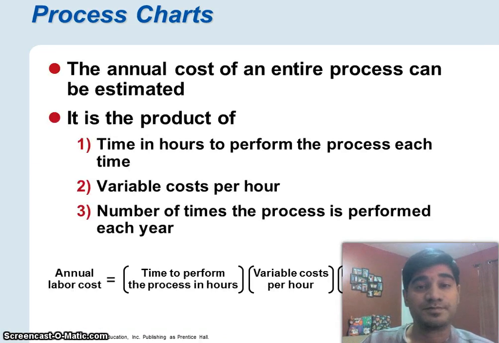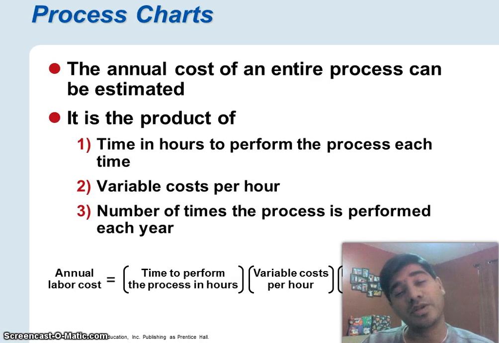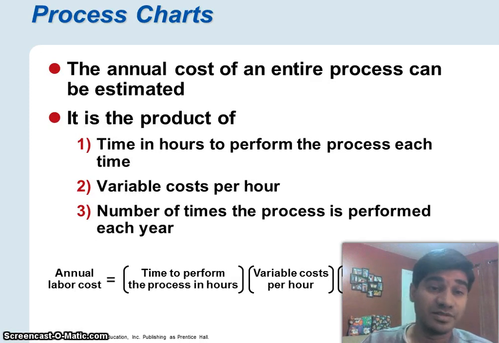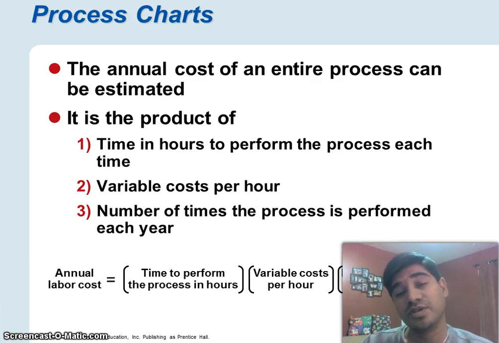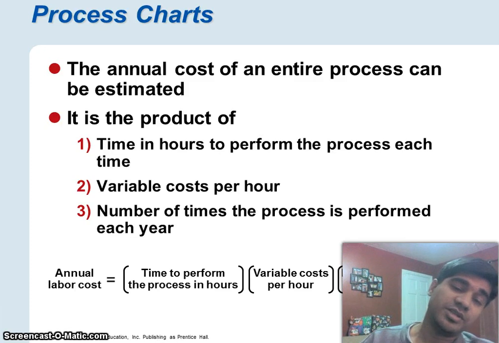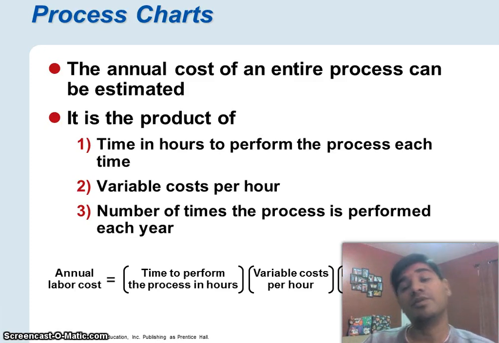All right, moving on. With process charts, there's a cost analysis side to it as well. As you can see, the annual cost of an entire process can be estimated. So you can see how many hours were taken to perform each process, what was the variable cost for each hour that the process was done, and the number of times the process is performed each year. And that gives you the annual labor cost for that specific process.